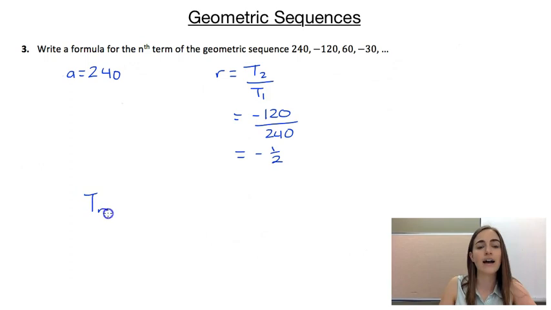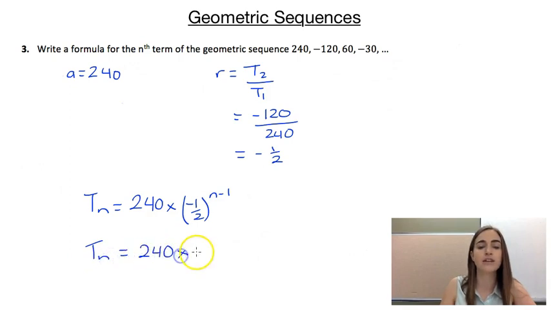So that means that our nth term is going to be given by 240 times minus a half to the power of n minus 1. We could also write that with a decimal instead, so we could write our nth term is 240 times minus 0.5 to the power of n minus 1 as well.